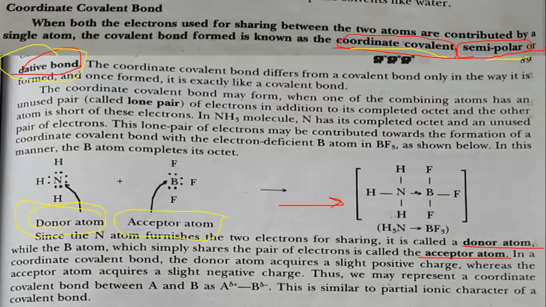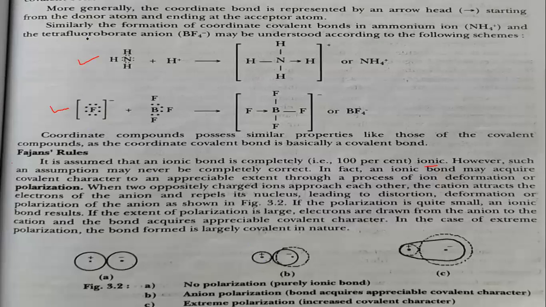See, the bond is shown by an arrow. This is called a dative bond, coordinate covalent bond, or semi-polar bond. Both the electrons are coming from the nitrogen, and they are getting stabilized over here. In this case the donor atom bears a partial positive charge and the acceptor atom bears a partial negative charge.